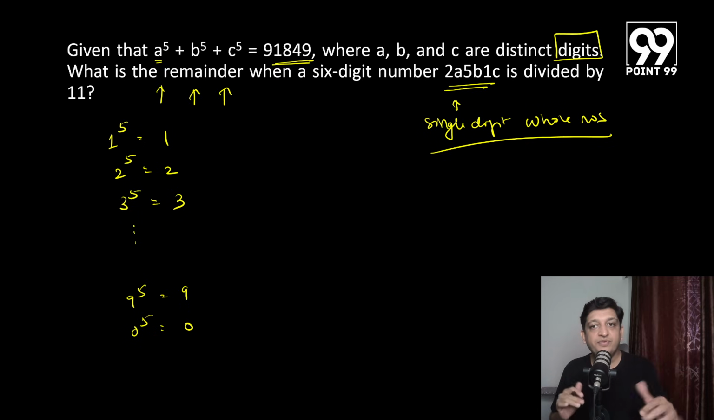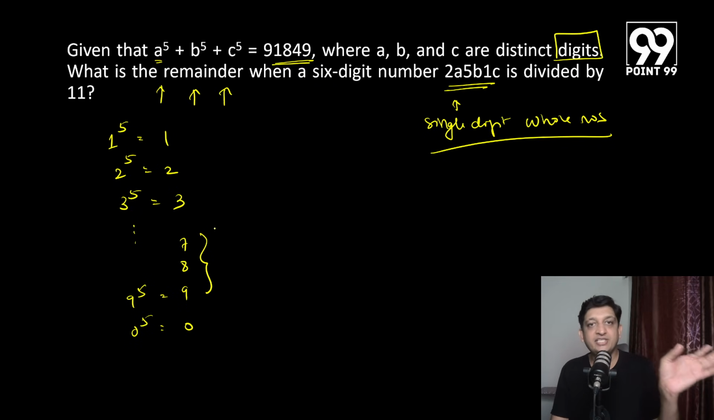Now, we have to figure out a, b, c, right? What is the maximum possible value that can happen in this particular context? So a, b, c are all distinct numbers. So at most what is going to happen? 9, 8, 7 could be the last digits of a raised to 5, b raised to 5, c raised to 5, which basically means that my number is going to end in a 24. That is what we're looking at.